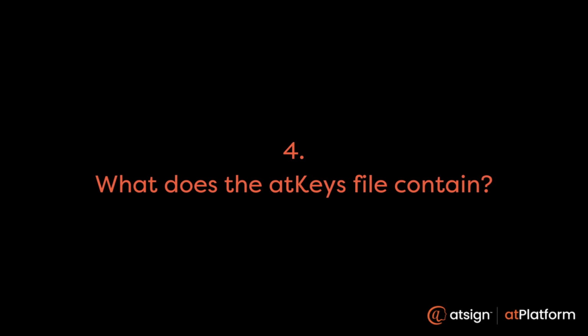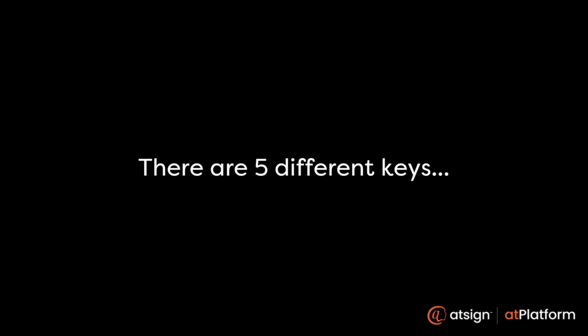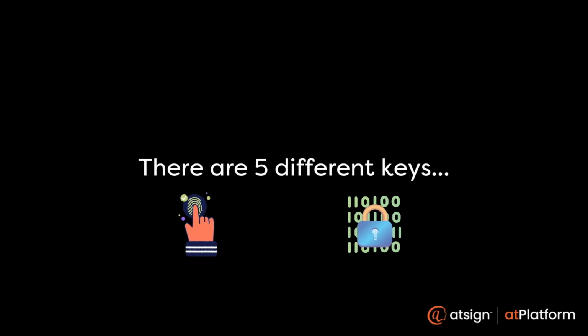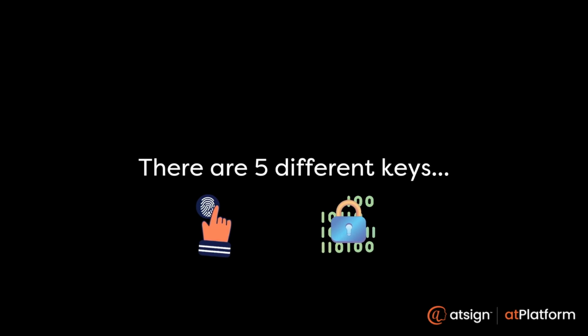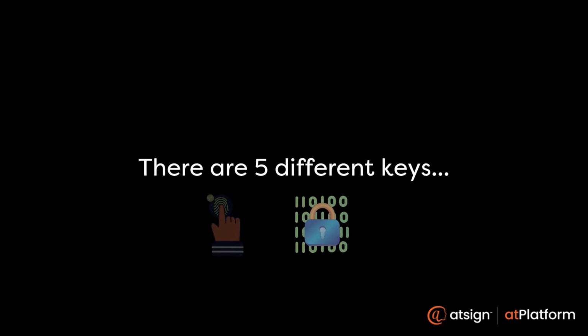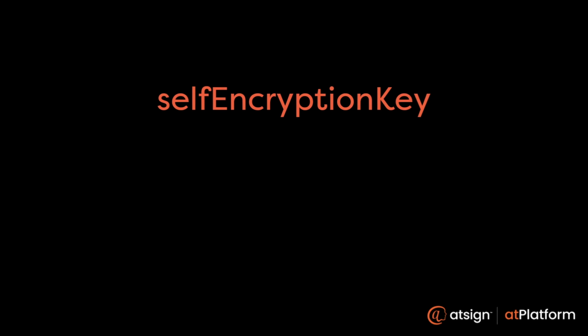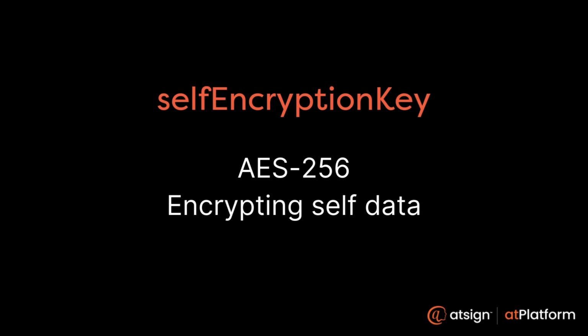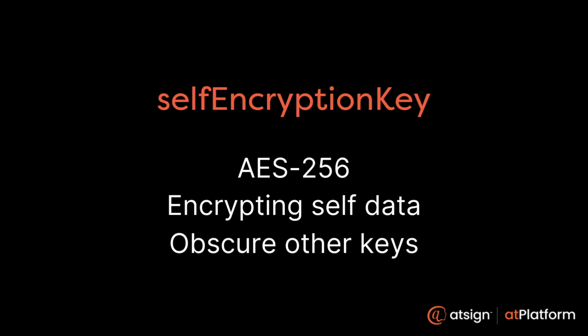Number 4. What does the atKeys file contain? There are 5 different keys in the atKeys file, which are all for different things, like authenticating it to your secondary server and encrypting data. The first key is the self-encryption key. This key utilizes AES 256, meaning it can encrypt and decrypt data with the same key. It is mainly used for encrypting self-data in your secondary server and for concealing the other keys in the key file.